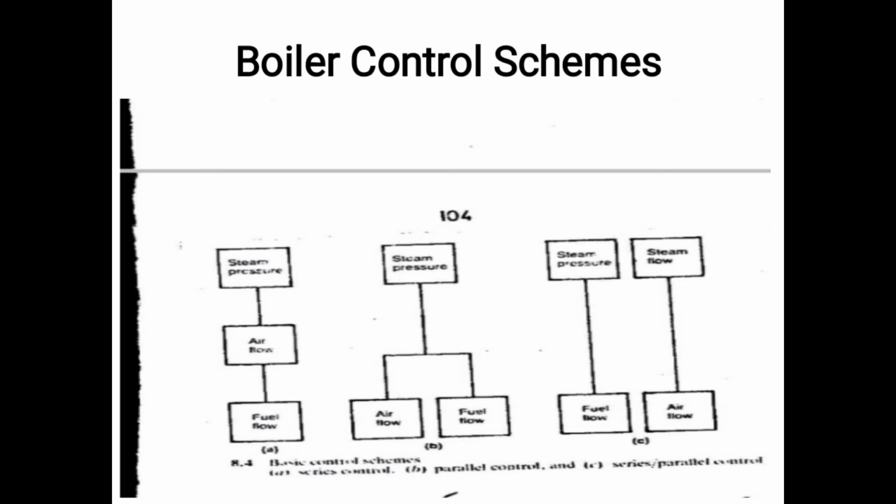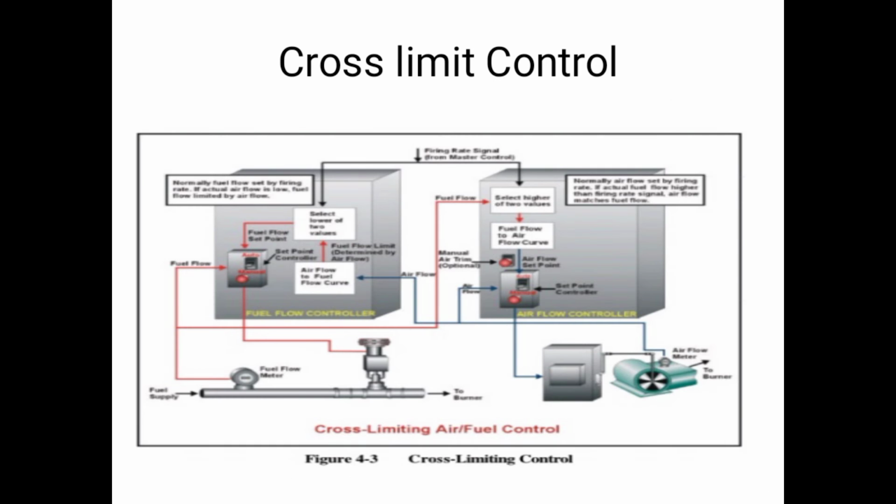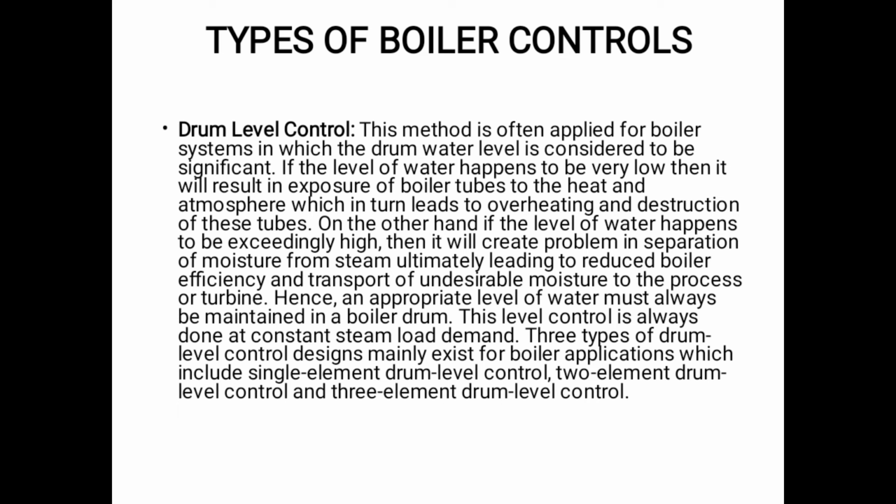And in the parallel control system, the steam pressure simultaneously goes to the airflow and fuel flow. And in the third control scheme, which is series plus parallel, the steam pressure controls the fuel flow, and the steam flow controls the airflow. This is called the series plus parallel strategy. These control schemes are strategies. Now we're going to discuss the boiler drum level.